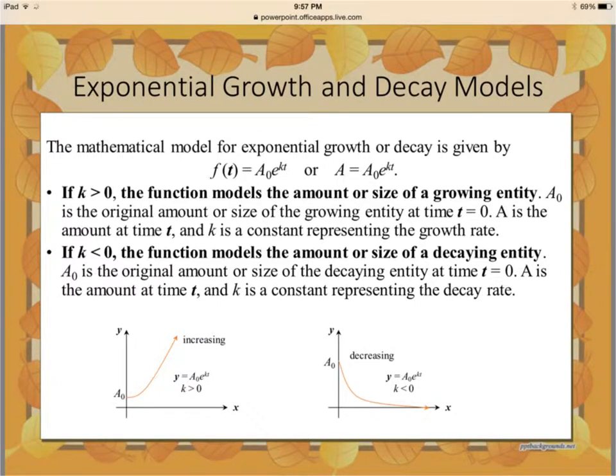Okay, so exponential growth and decay models. The mathematical model for exponential decay is usually given in the same format. You have some final amount that is dependent on t, and that's going to be equal to some initial amount. That A naught, it's called A naught, is the initial amount. That 0 indicates the amount that we start with, or the amount at time 0.